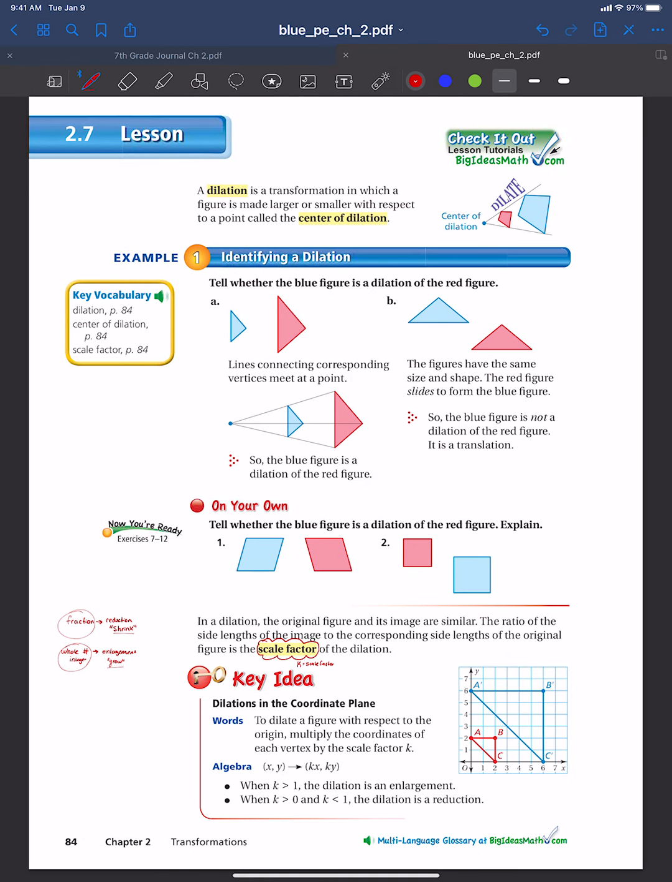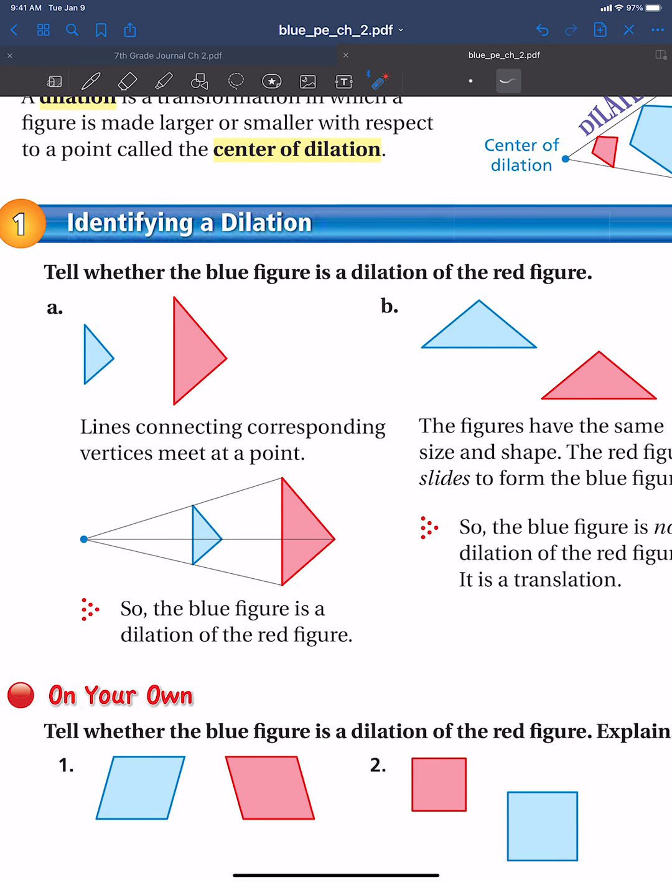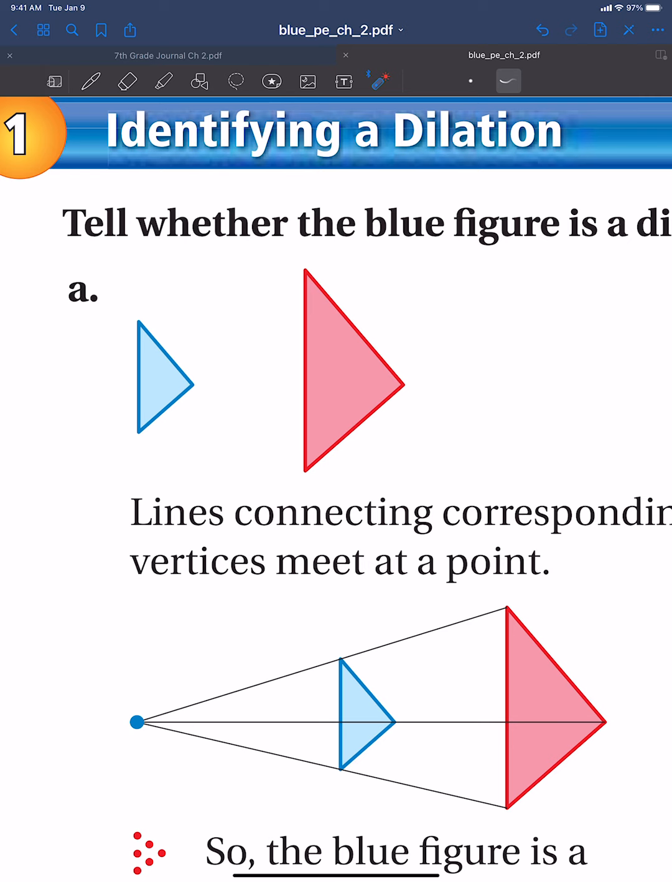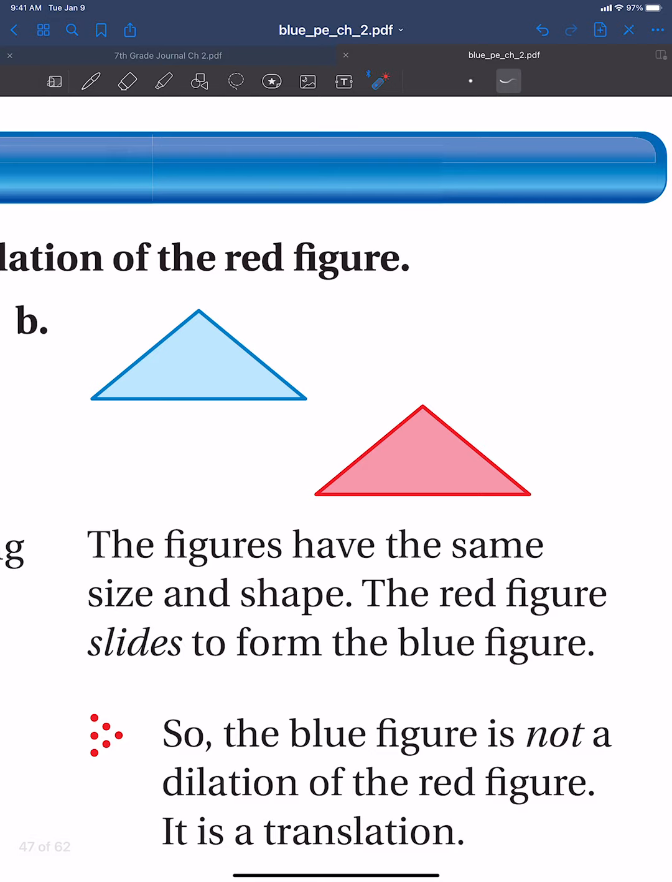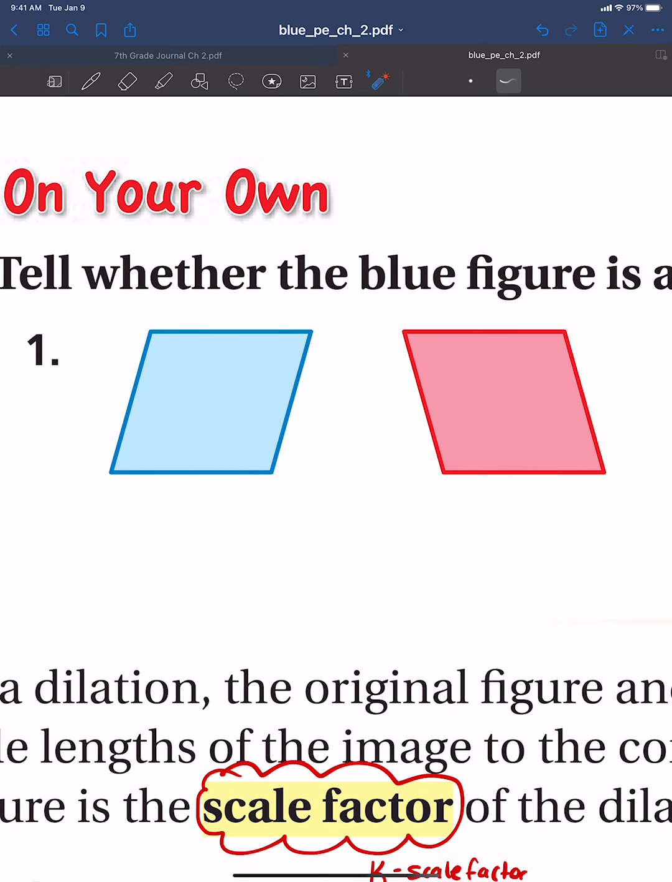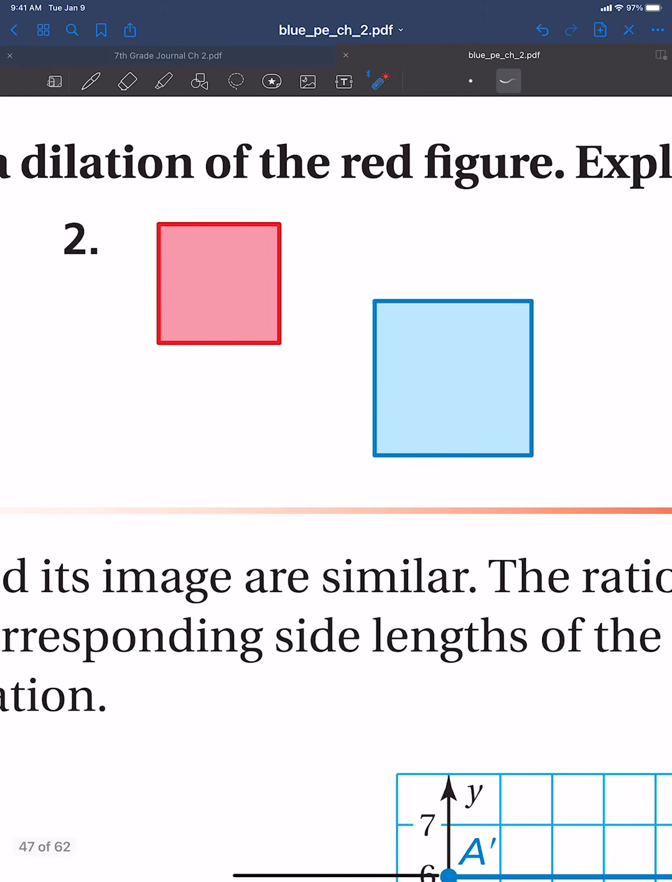Before we even get started into those, let's go ahead and just look at these simple ones. Tell whether the blue figure is a dilation of the red figure. This is a dilation. I can tell that the red figure shrunk down to that blue figure. The center of dilation would be somewhere back there. This is not a dilation. That is a translation. It moved over to there. This is not a dilation. It did not shrink or grow. That is a reflection. This is a dilation. The square shrunk to this little one. Okay?